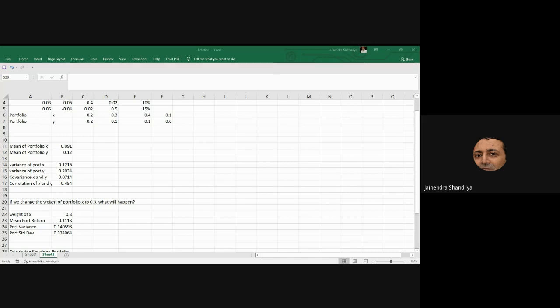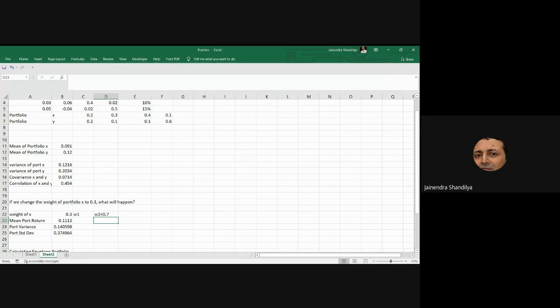Let me write it there also so that you remember it. So this is W1, and this, 1 minus W1, is W2. So W2 equals 0.7. So this is how you do it. And then you take W1 square, W2 square into their variances, plus 2 W1 into W2 into covariance. So this is how you get portfolio variance.